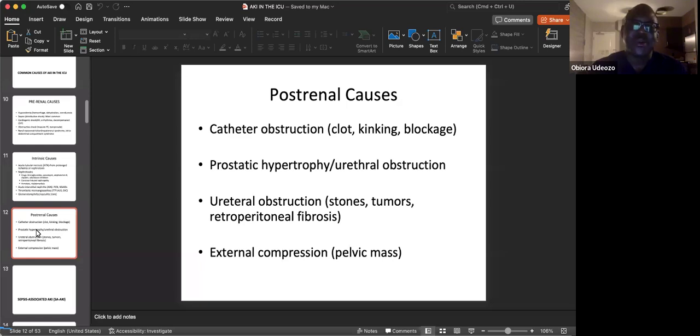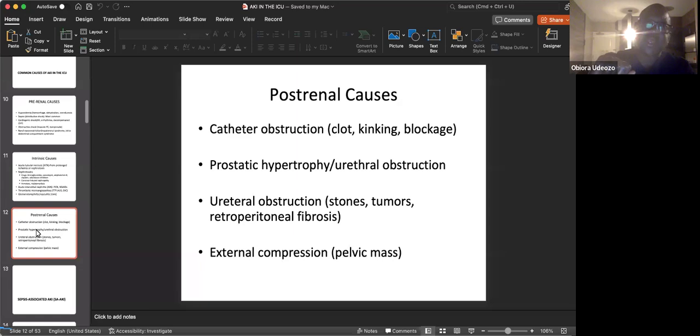Post-renal causes also, if the patient has a Foley catheter and it is kinked, that's why you have to have good ICU nurses paying attention. Sometimes they call you, there's no urine output. You tell them, just flush the Foley catheter. They flush it, there's sediment obstructing the Foley. Or sometimes even the Foley catheter is in the wrong place. They have inflated the balloon within the prostate.